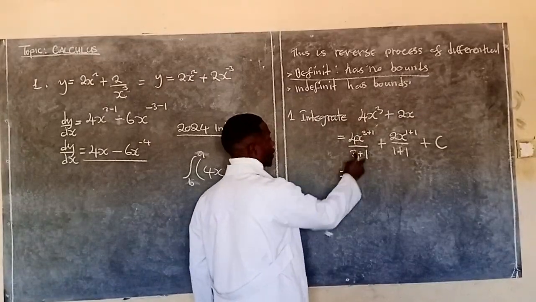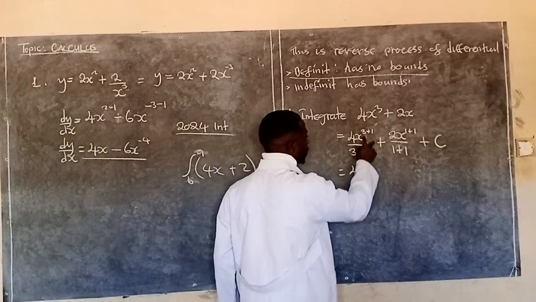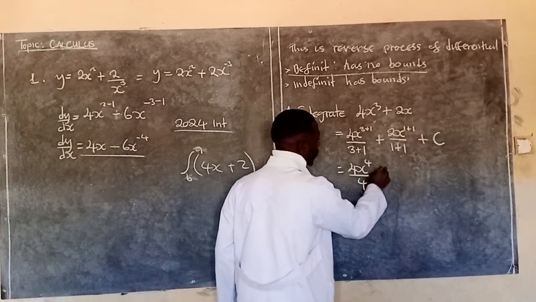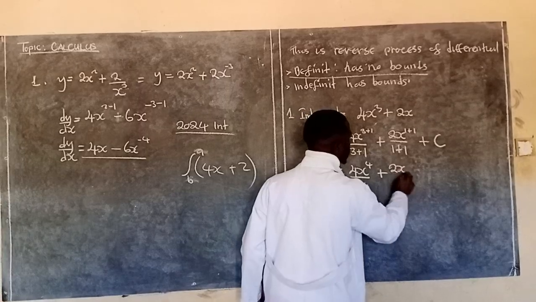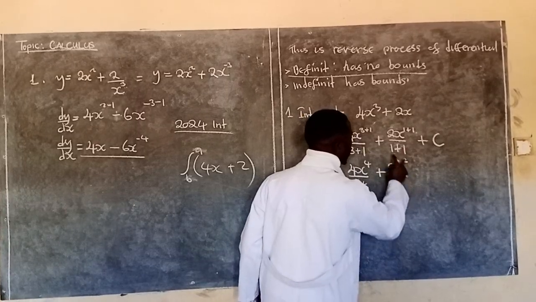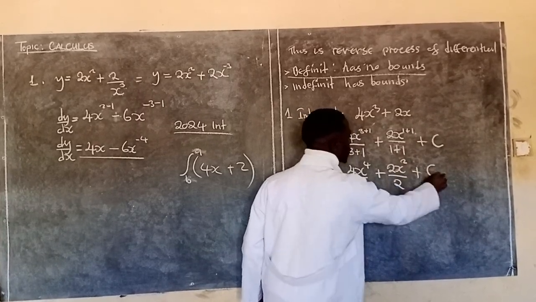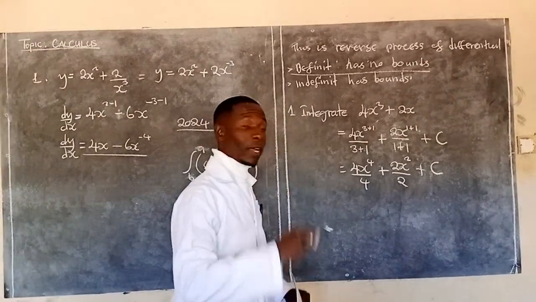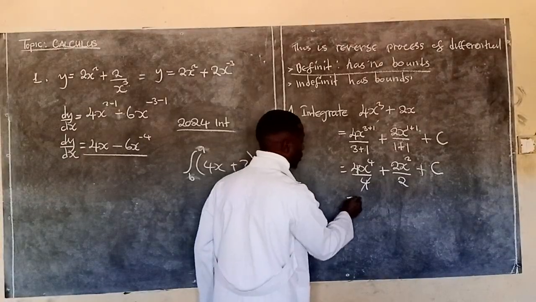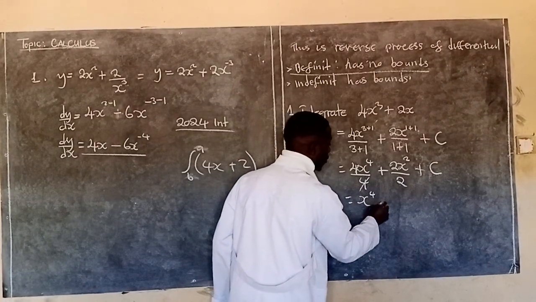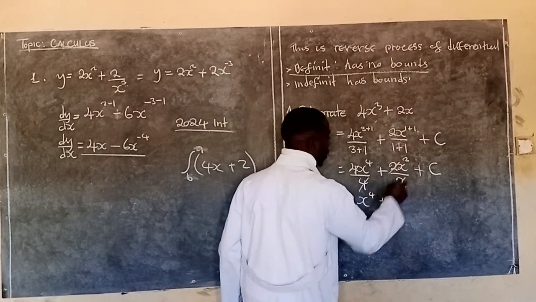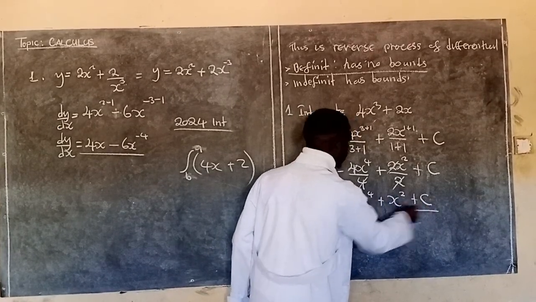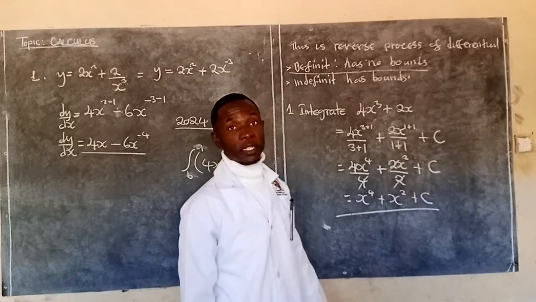So this will give us 4x, with 3 plus 1 giving a 4. Plus here we have 2x, and this and this will have a 2, over 2, plus c. Now, look at this. We know that this 4 can go into 4 one time. So 4 and 4, 1 will remain with it: x raised to the power 4, plus this 1 will remain with it: x raised to the power 2, plus c, and we've integrated.